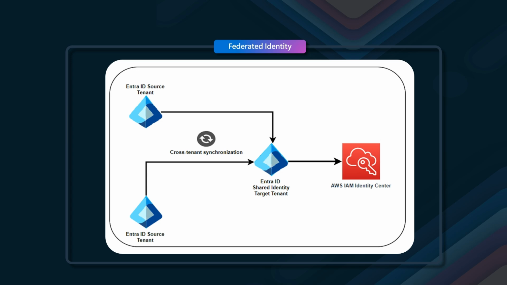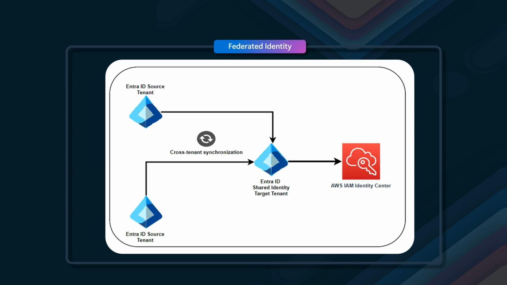So, a federated identity solution, which is designed to streamline and secure user access across multiple systems and platforms. On the screen, you can see a visual representation of our federated identity architecture, which highlights integration between Entra ID and AWS IAM Identity Center. So let's break down the key components and flow of this architecture.